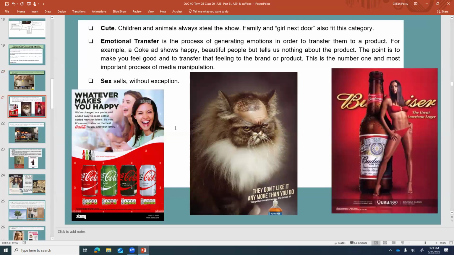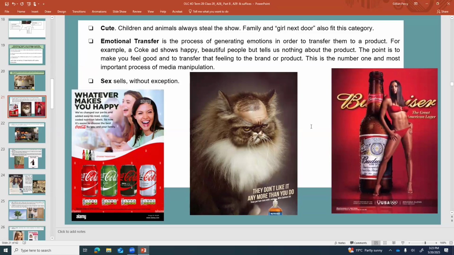Three different examples here. Cute. Cute is children and animals always steal the show. Family and girl next door also fit this category. So here we've got a funny little cat that's going bald like an old man, and it says, they don't like it any more than you do. Treat pet hair loss with wild salmon oil. Woohoo! So they're trying to sell you some salmon oil to feed to your poor old man cat.